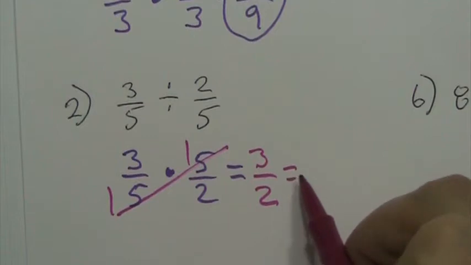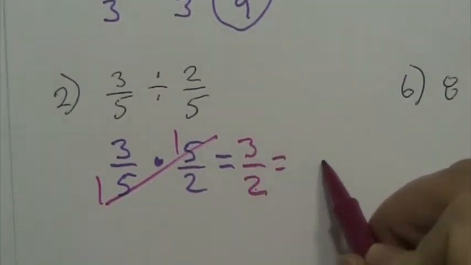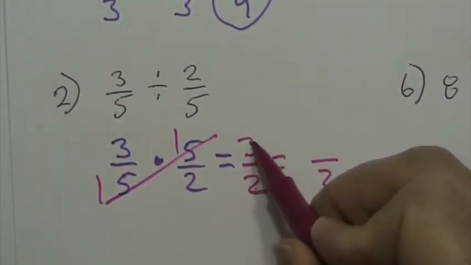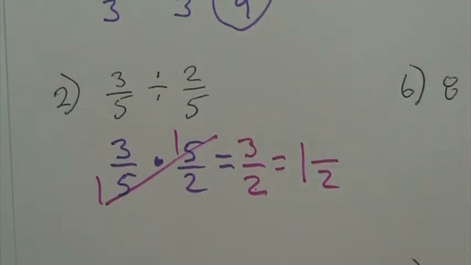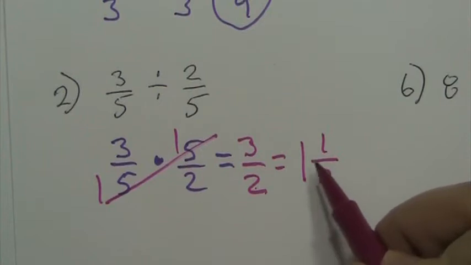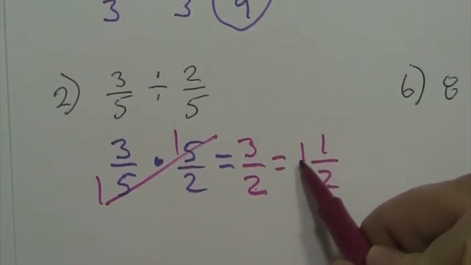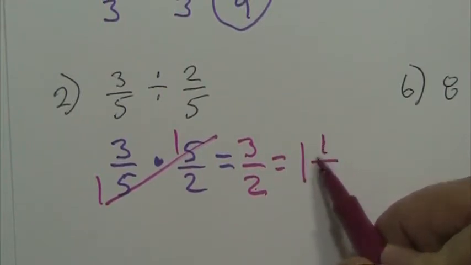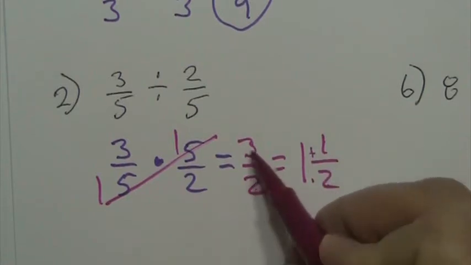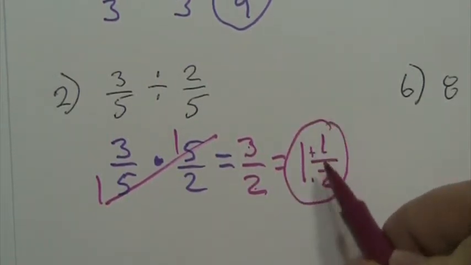And this can be reduced. 2 goes into 3 one time, and there's 1 left over. It's 1.5. 2 times 1 is 2, plus 1 makes 3. You know, the times plus. So I just changed it to a mixed number.